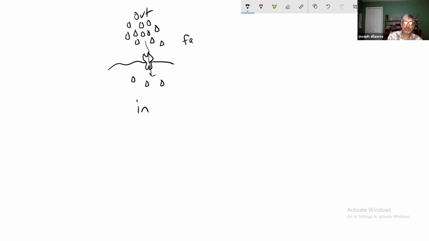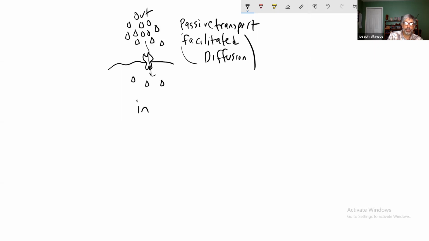We call this passive transport, or facilitated diffusion. Facilitated because there's a molecule, a protein involved to facilitate the passage, but other than that, it's going with the concentration gradient, and so it doesn't require any energy. It just happens as long as this protein is there to help. Okay, so that's one scenario. What if we have this different scenario? What if it's like this?